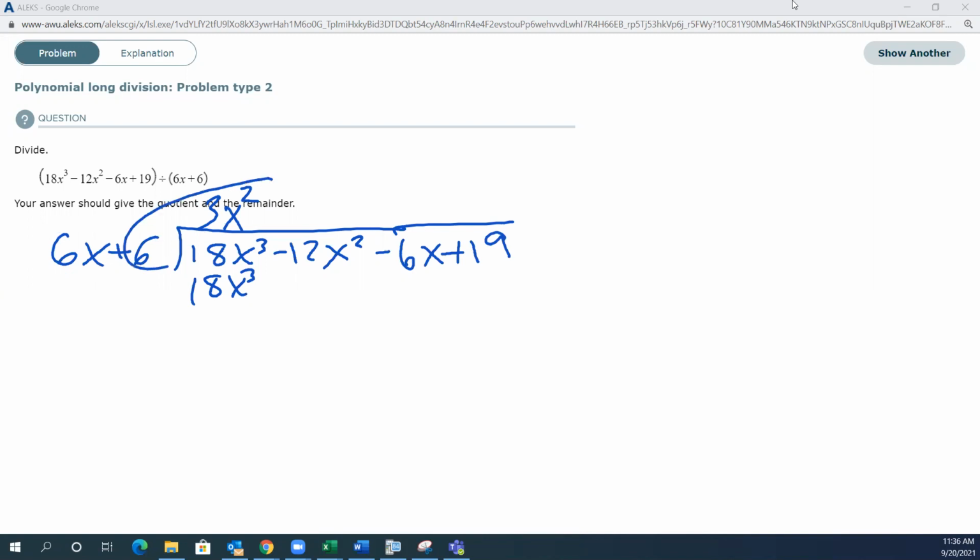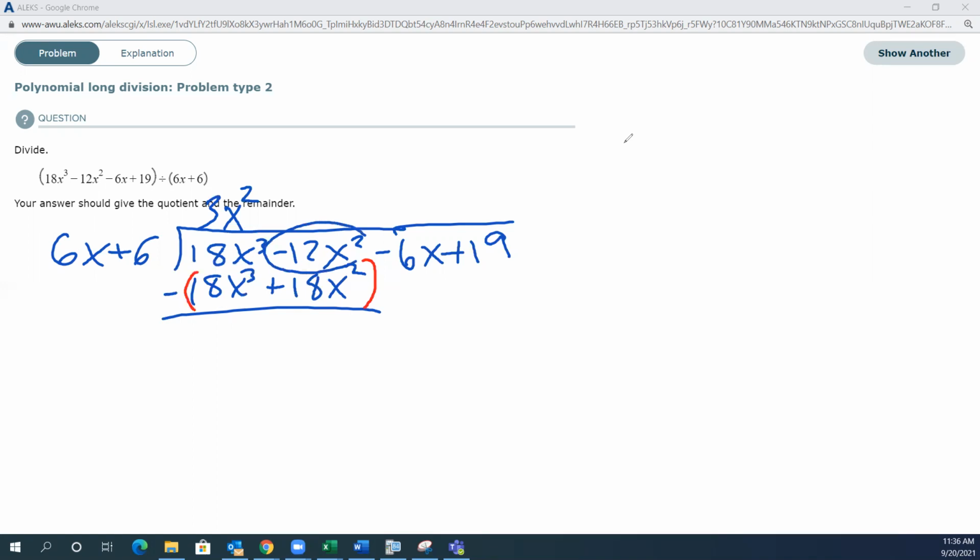So 3x squared times 6 is going to be a positive 18x squared. Now, we always subtract, but I always like to put parentheses around that bottom half of the subtraction to remind me that this subtraction sign gets distributed to both terms. So when I do this, 18x cubed minus 18x cubed is 0. The first term should go away every time.